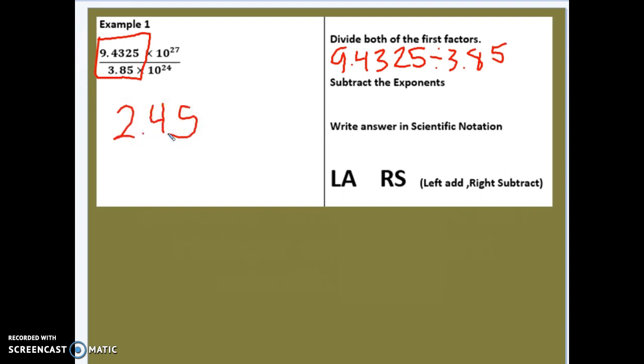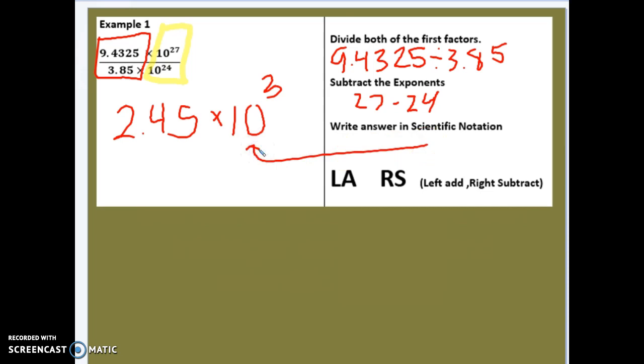Now this is going to have an answer that's in scientific notation, so it's going to be times 10 to some power. As you recall, when we divide with fractions or divide with exponents that have the same base, we subtract. So we're going to subtract 27 minus 24, and that gives us 3. So we have 2.45 times 10 to the third.